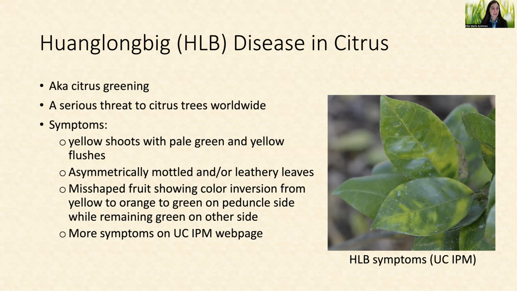So symptoms of this disease include yellow shoots with pale green and yellow flushes. This is going to be less uniform than your typical nitrogen deficiency. You will see asymmetrically mottled and leathery leaves. And mottled is a really nice way to describe what we see with the yellowing in this photo here. I would call that sort of yellow patchiness mottled. You'd see misshapen fruit showing color inversions from yellow to orange to green on the peduncle side, but it's green on the other side. And there's tons of really good photos of all of this on the UC IPM webpage.